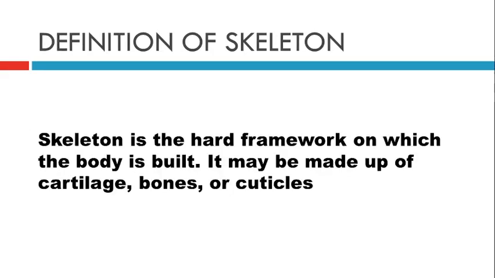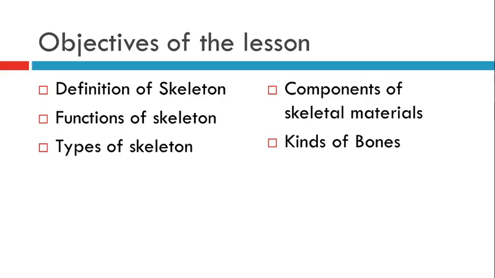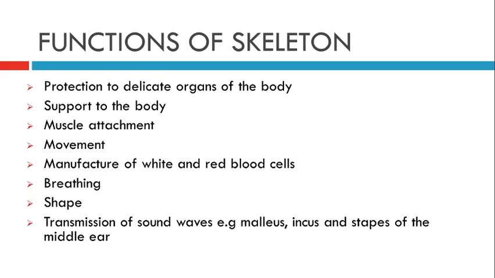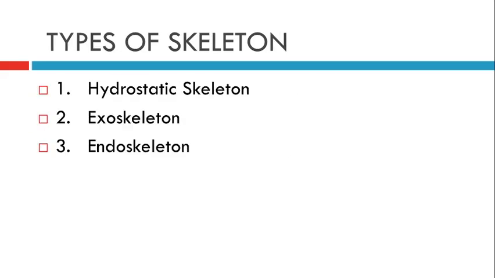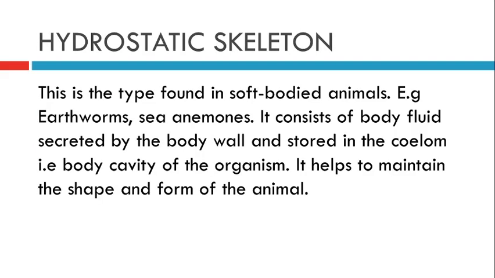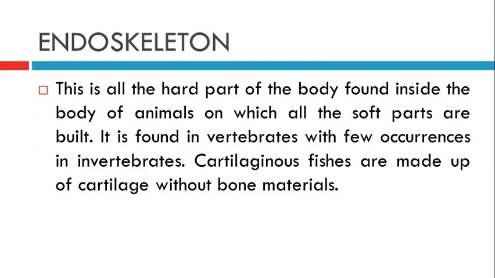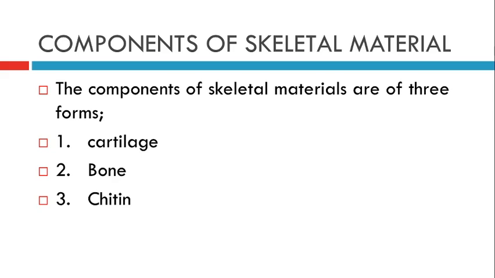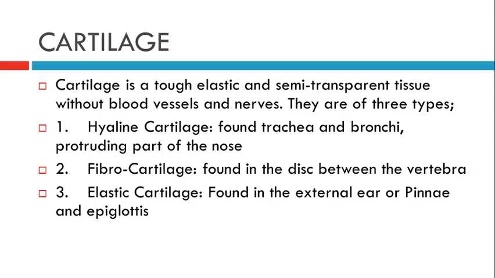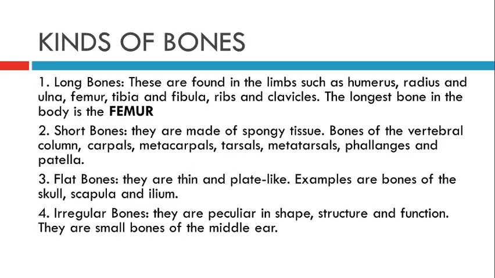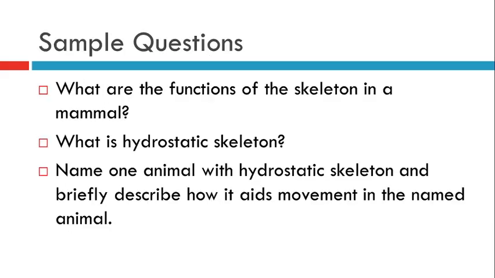Now, before I go to the question segment, I would like us to check through the objectives of this lesson again. We have defined skeleton and the functions of the skeleton: protection, support, muscle attachment, movement, etc. We have talked about the types of skeleton: exoskeleton, endoskeleton, hydrostatic skeleton. We talked about the components of the skeletal materials: cartilage, chitin, and bone. And then we discussed the kinds of bone.